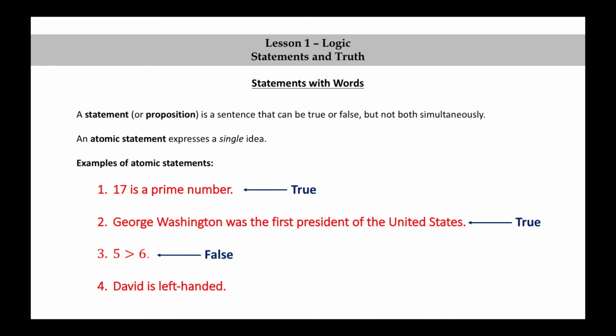David is left-handed is either true or false. Even though we don't know who David is necessarily, and we don't know if he's left-handed or not, he has to either be left-handed or he has to not be left-handed. So this last statement must be true or false.